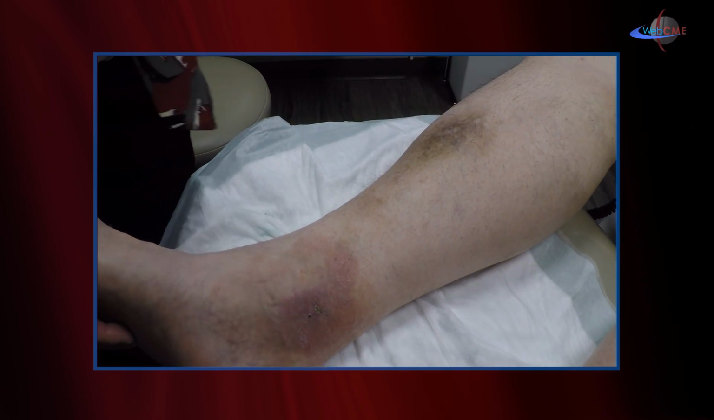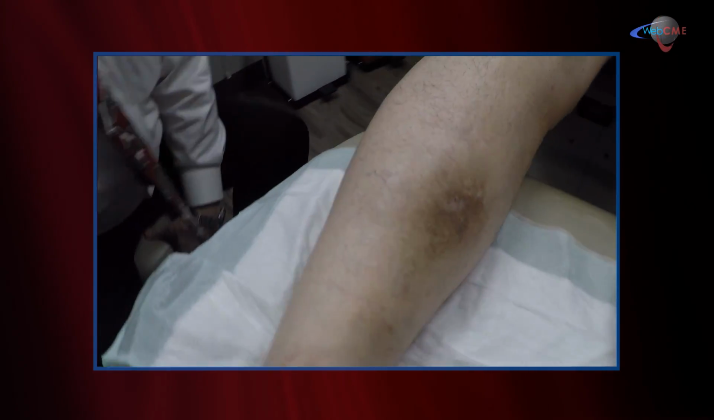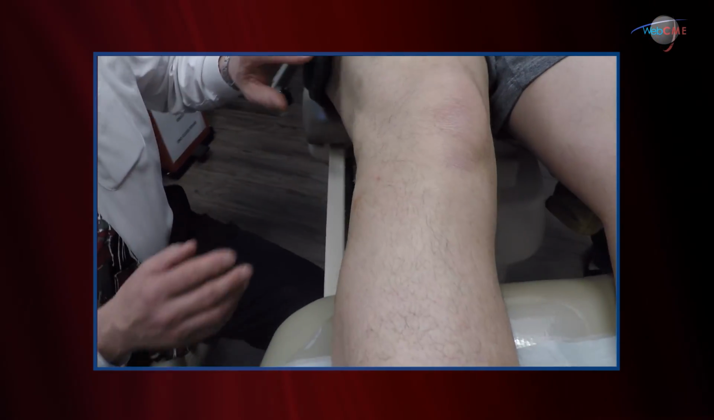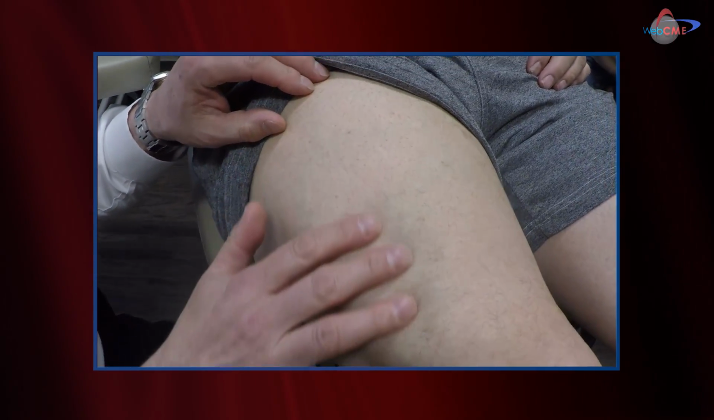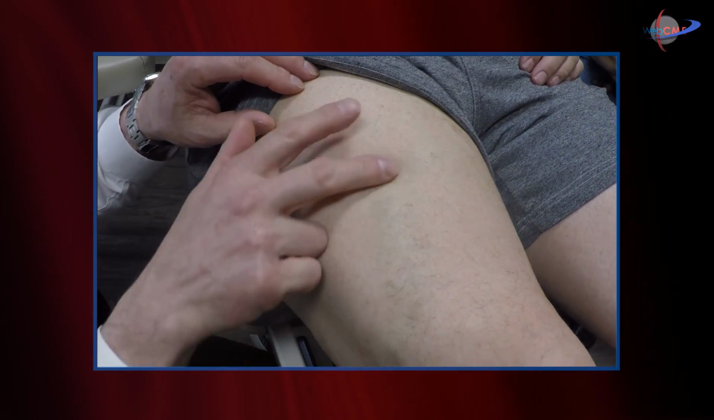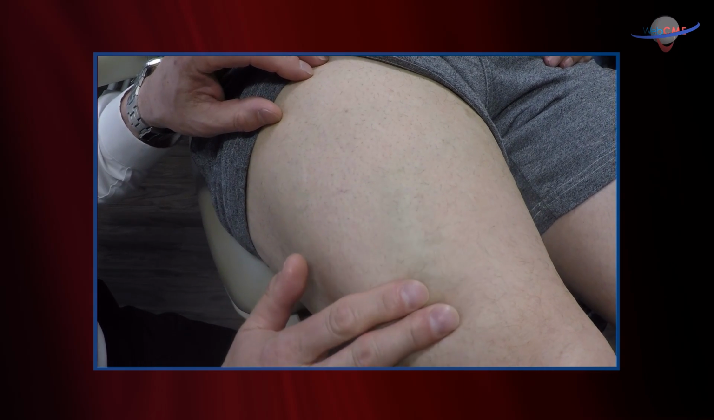What I also want to take a minute to show you is that this patient has significant venous disease, and you can see this manifesting. This is an accessory saphenous vein, and you'll see the varicosities in this area of the tissue.